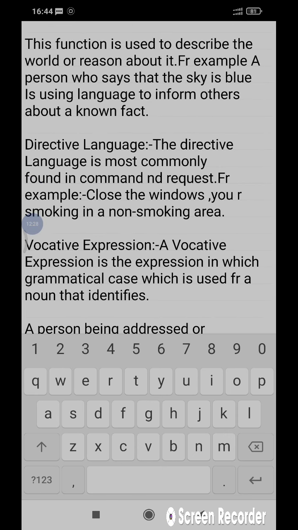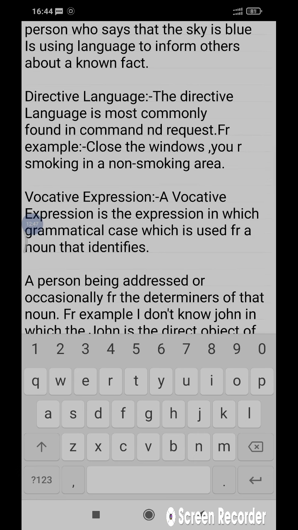The next one is directive language. The directive language is most commonly found in commands or requests. When a person tries to command anyone, or requests anyone to do something for him, it is called the directive language. The next one is the vocative expression.